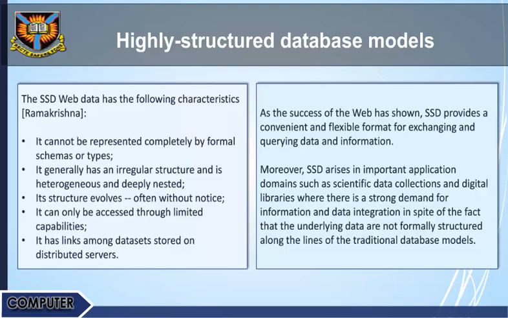The SSD web data has the following characteristics. It cannot be represented completely by formal schemas or types. It generally has an irregular structure and is heterogeneous and deeply nested. Its structure evolves, often without notice. It can only be accessed through limited capabilities. It has links among datasets stored on distributed servers.